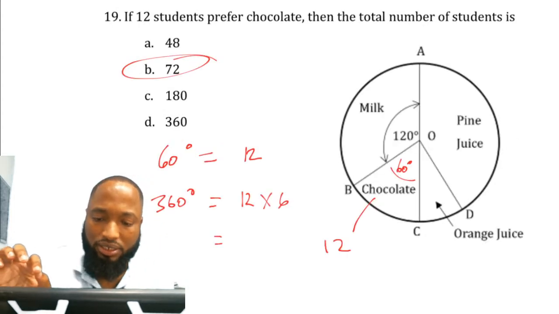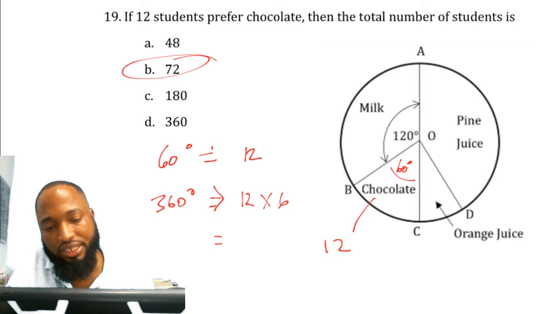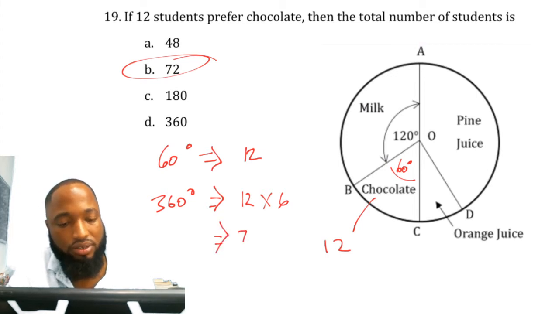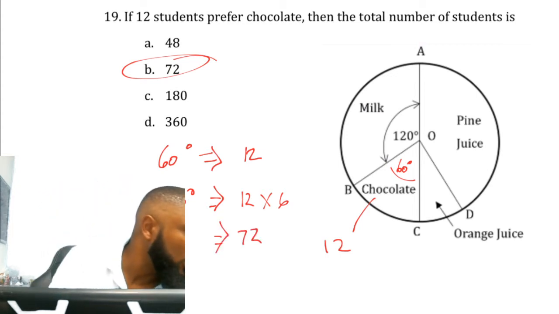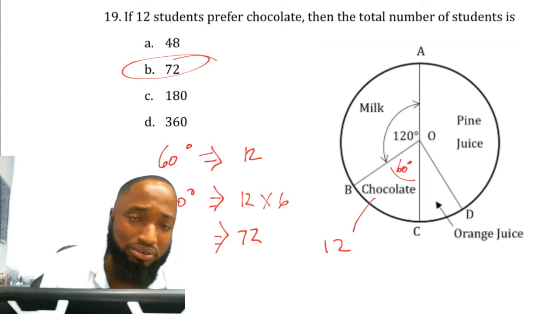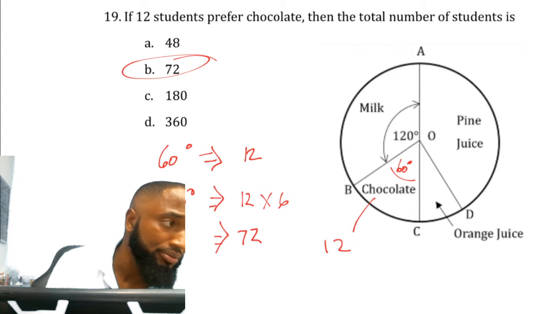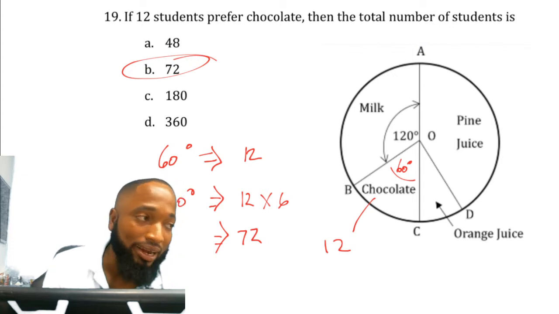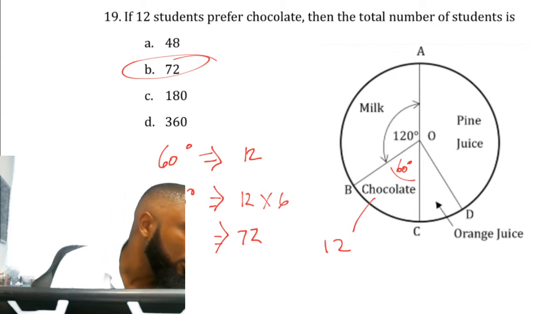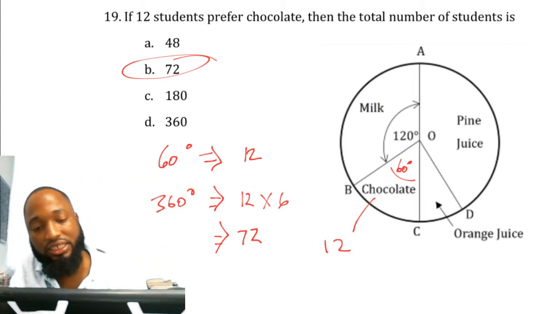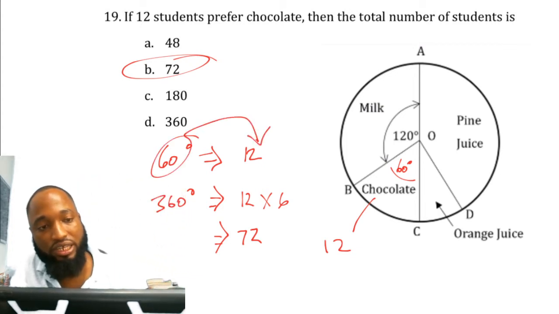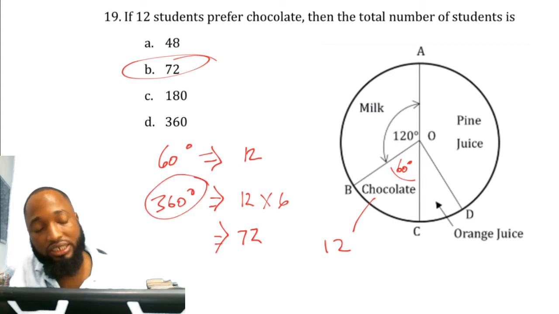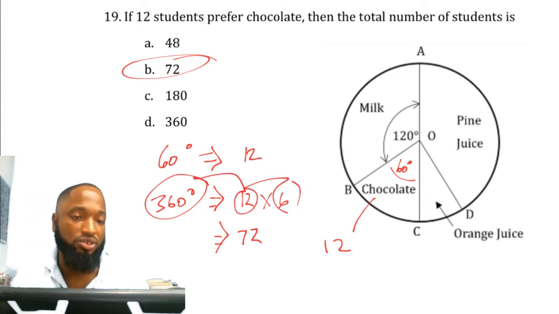360 is 12 times 6. I should put this kind of arrow there. 360 is, why did you look here? I'm middle height. I'm sitting on this chair here. What it means is that 60 degrees represents 12 students. So 360 degrees represents 12 times 6 students.